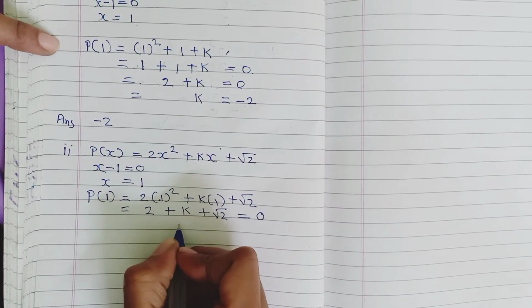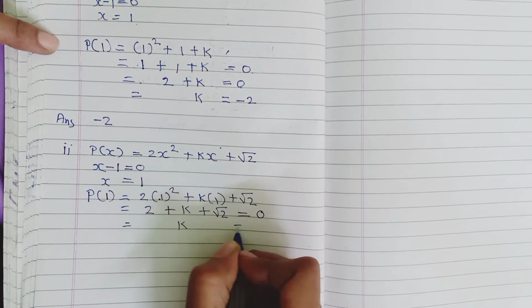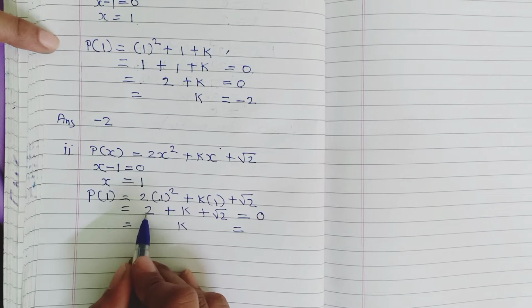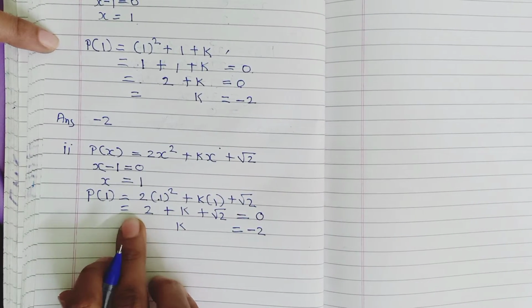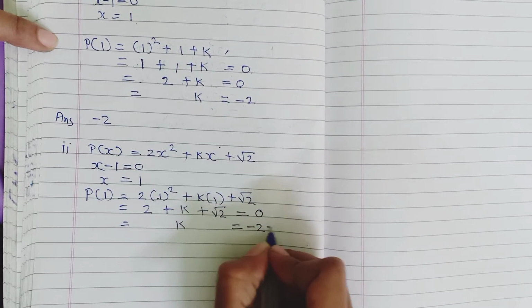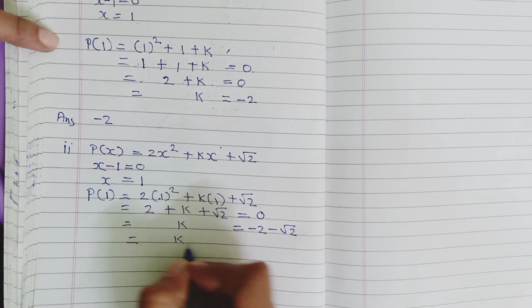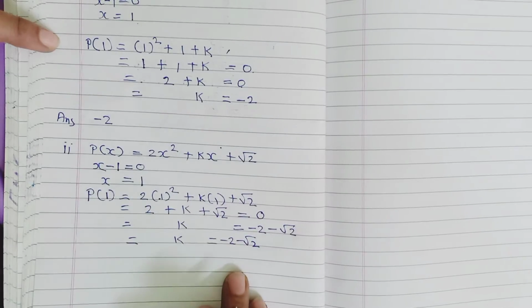Then we will keep the k here, and slowly, steadily we will be shifting the other numbers. So if I shift 2 to the other side, it will be minus 2 because its sign is positive. Here plus 2, so when it goes to the other side, it will be minus under root 2. So now in this case, the value of k is minus 2 minus under root 2. So this is the value.